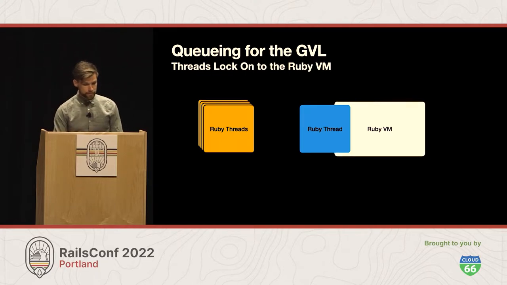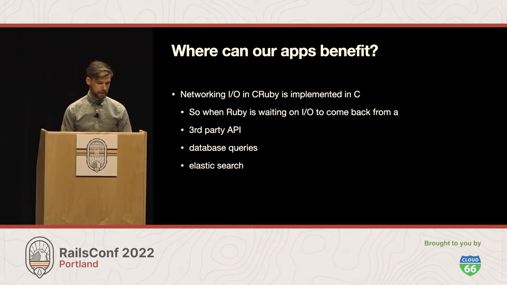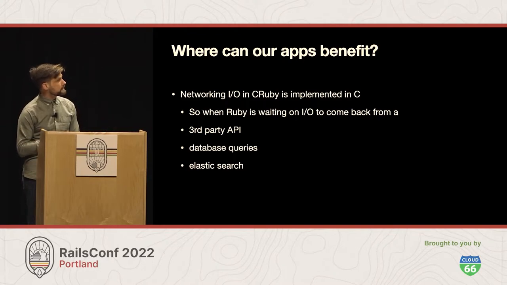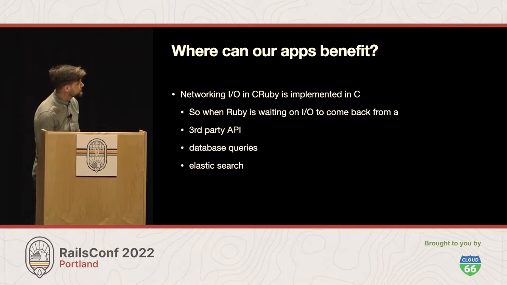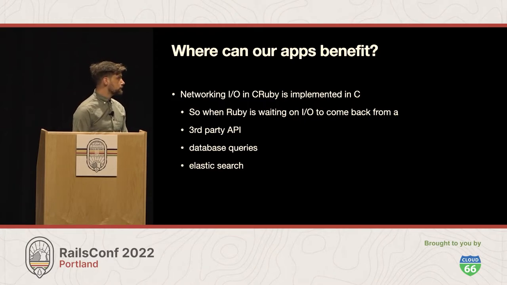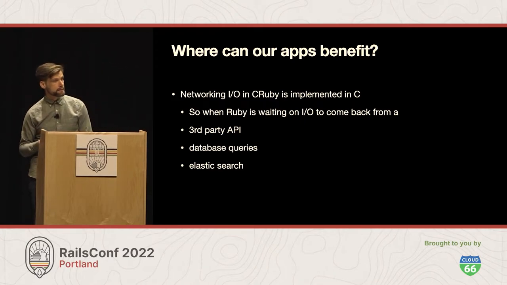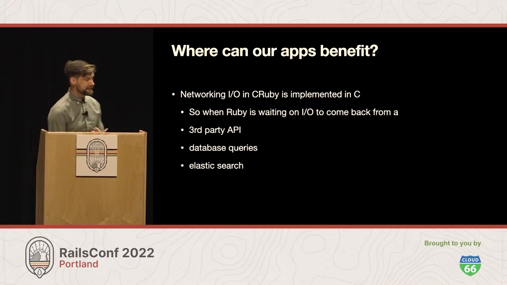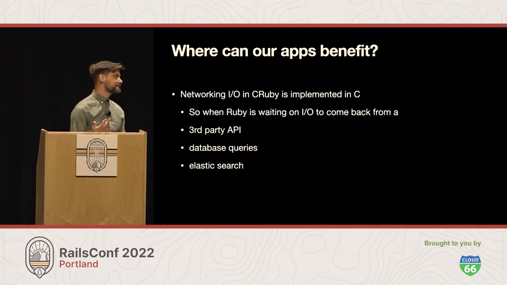And now concurrency isn't free either, but as we talked about, the use cases for concurrency are whenever you're waiting on things implemented in C. So when you're waiting on network I/O or disk I/O, third-party API calls, database queries, Elasticsearch is basically just a third-party API. They're all just making some kind of I/O wait happen.